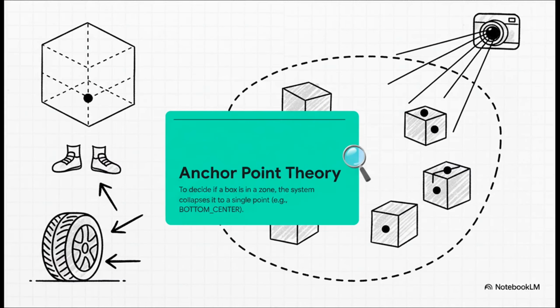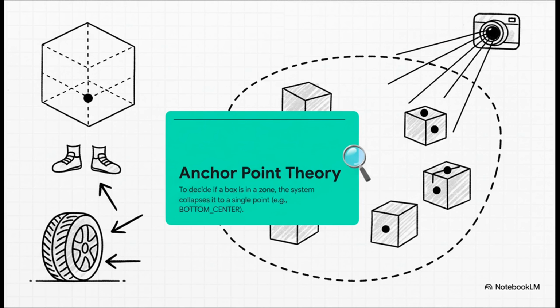But hold on a second. How do you know if a box is inside a zone? I mean, what if it's only halfway in? This right here is the aha moment of the entire system. To get rid of any doubt, the system just collapses that entire 3D box down to one single point, an anchor point. And by default, it uses the bottom center of the box.